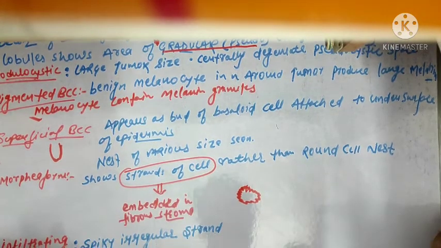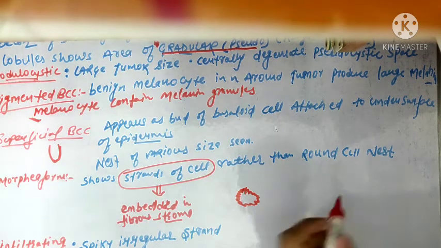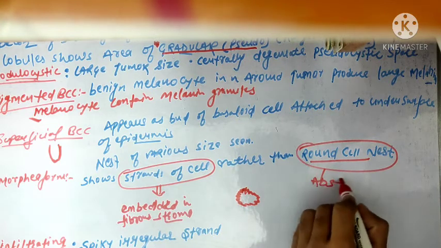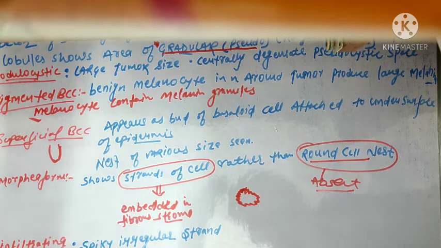Now the morphiform basal cell carcinoma: the strands of cells will be seen here. No nest-like form is seen; the round nest cells are absent, but the strands of cells will be seen. Now infiltrating basal cell carcinoma will show a spiky irregular stain. This is all about the histopathological features of basal cell carcinoma. In the morphiform type, these strands of cells are embedded in the fibrous stroma.